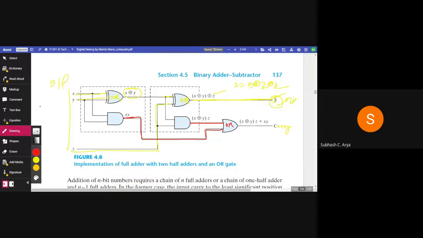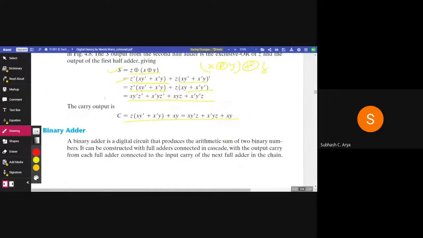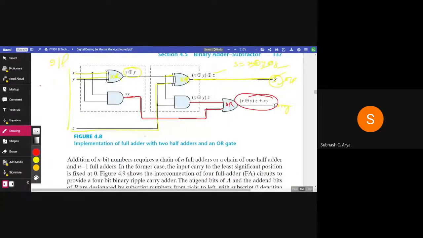How can we realize whether this one is okay or not? We can look here. Output carry C is equal to Z multiplied by the exclusive OR of XY, plus XY. So this expression has been implemented here lastly. If you simplify further, you will get summation of 3, 5, 6, 7.